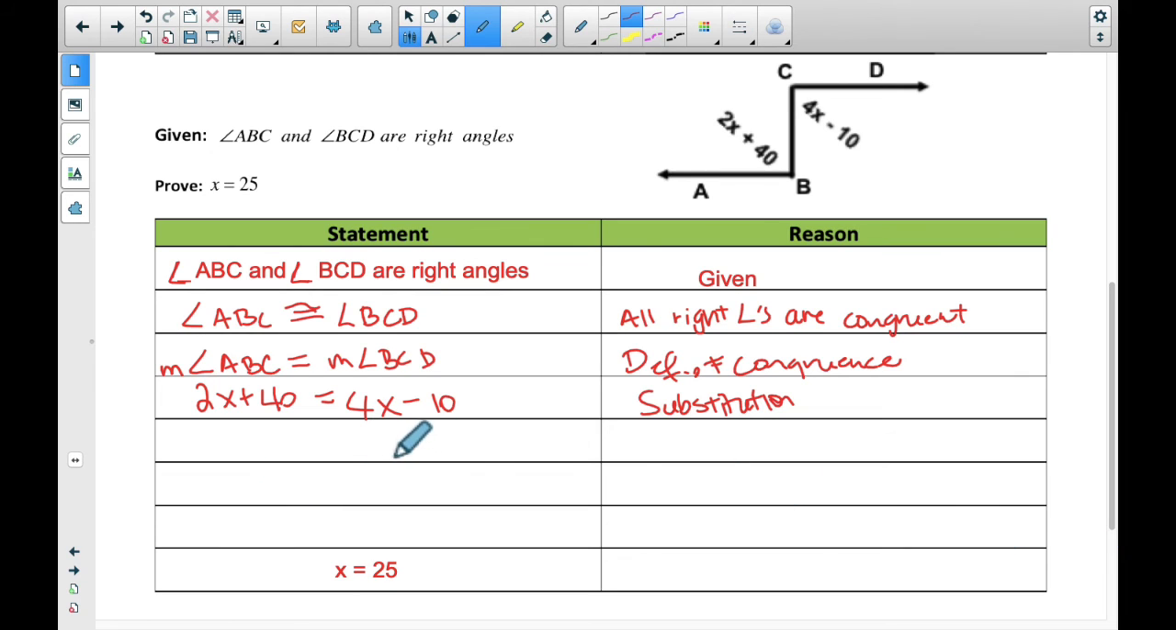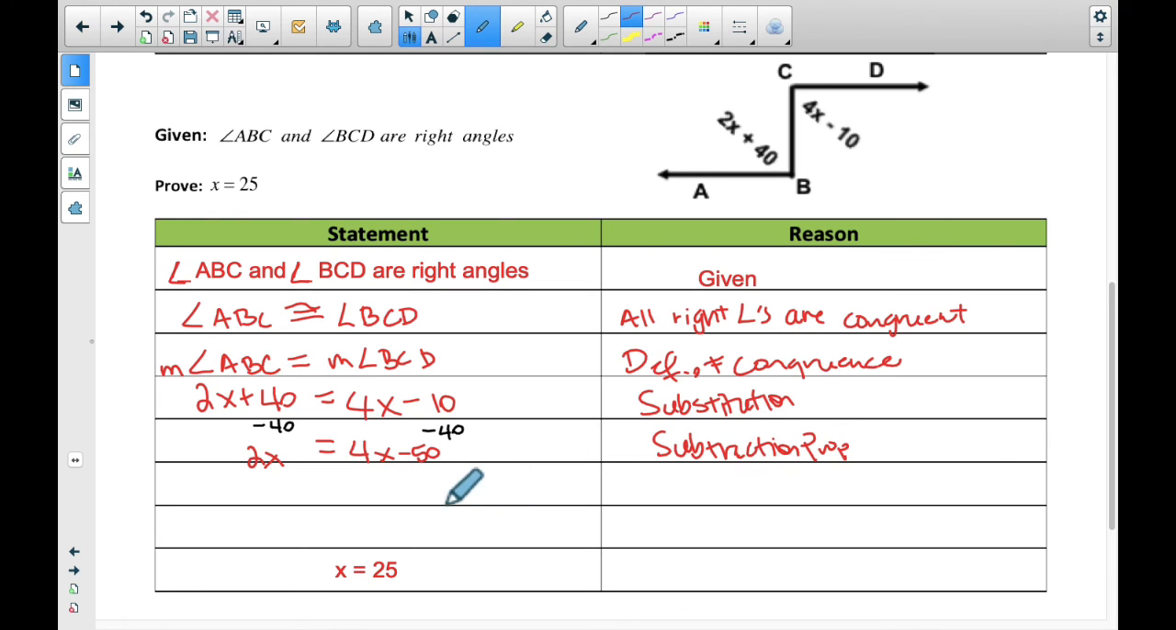If you were going to solve this, how would you solve it? Well, one thing we could do, we could subtract that 40 from both sides. And so that gives us 2x is equal to 4x minus 50. So what did we do? We subtracted. So again, don't abbreviate too much because substitution and subtraction are different, totally different things, but they could look alike if you called them sub.